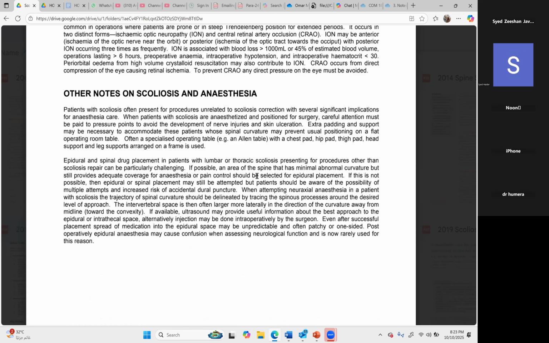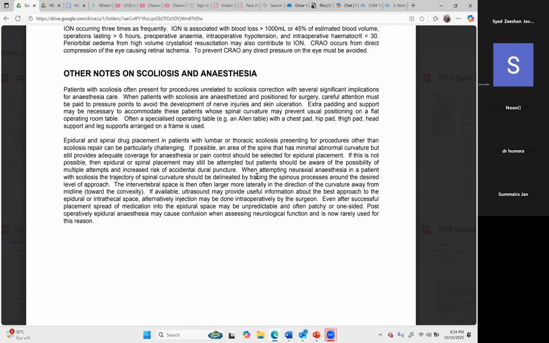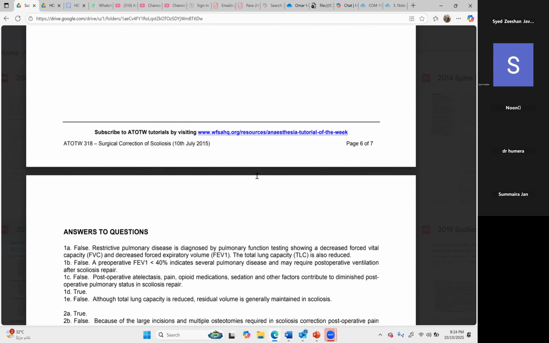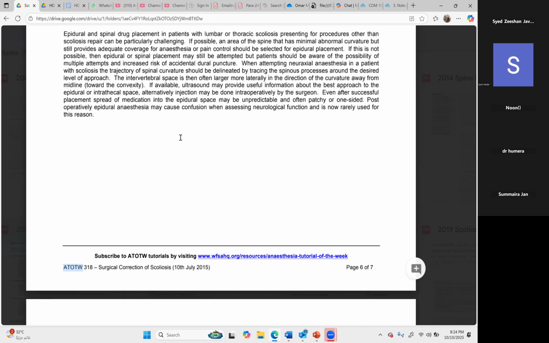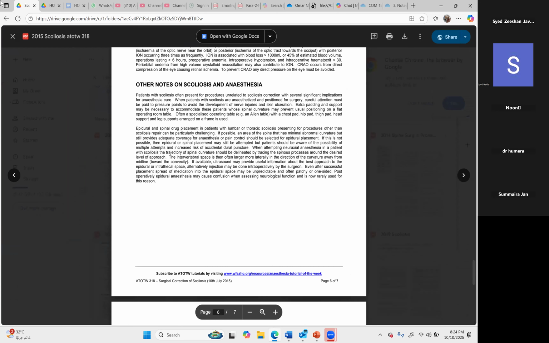So I think this is the thing. Specialized Allen table. As I was telling you, this was the name of the table. A chest pad, hip pad, thigh pad, head support and leg supports arranged on a frame is used. Sometimes they give a paravertebral block also for this surgery. We will just have a look.